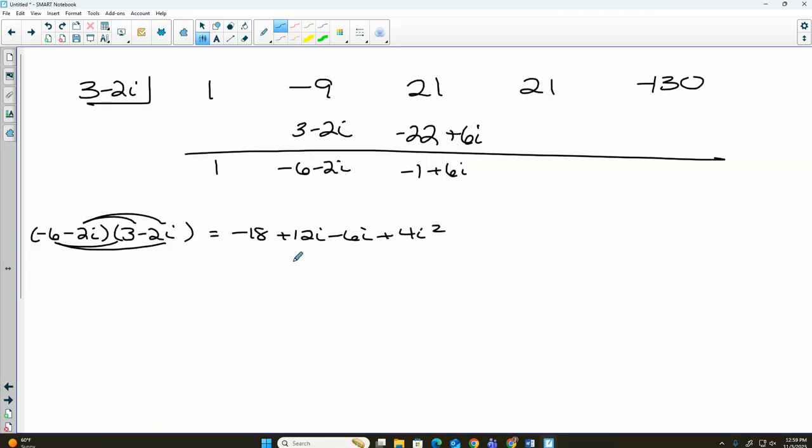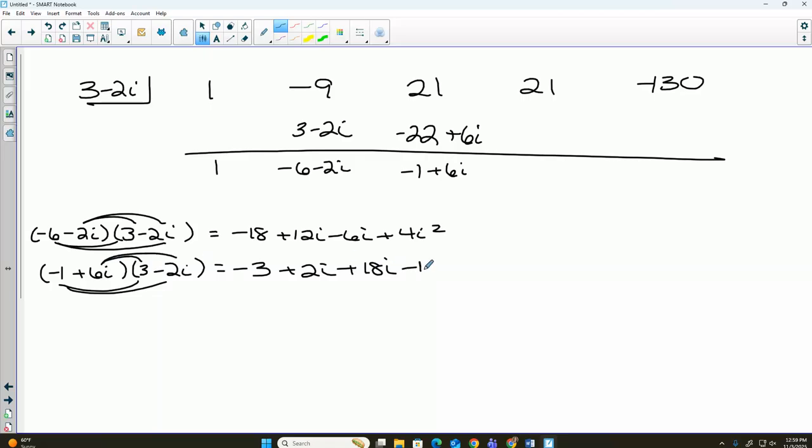So I'm taking negative 1 plus 6i times 3 minus 2i. So we get negative 3 plus 2i plus 18i minus 12i squared. Negative 12i squared, 12 plus negative 3 would be 9. 2i plus 18i, when I add, we get 30 plus 20i.